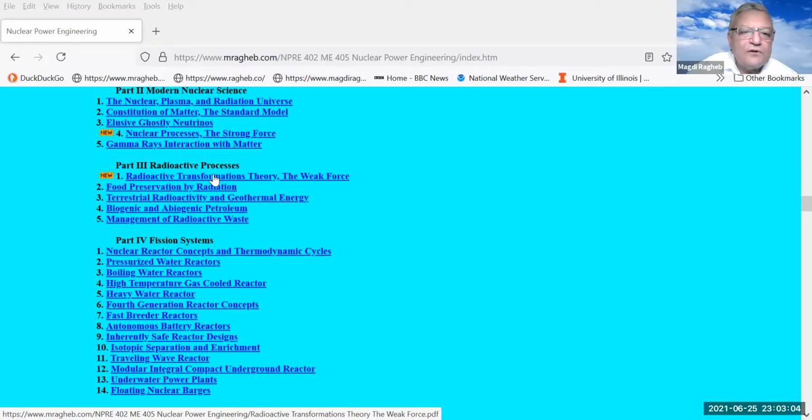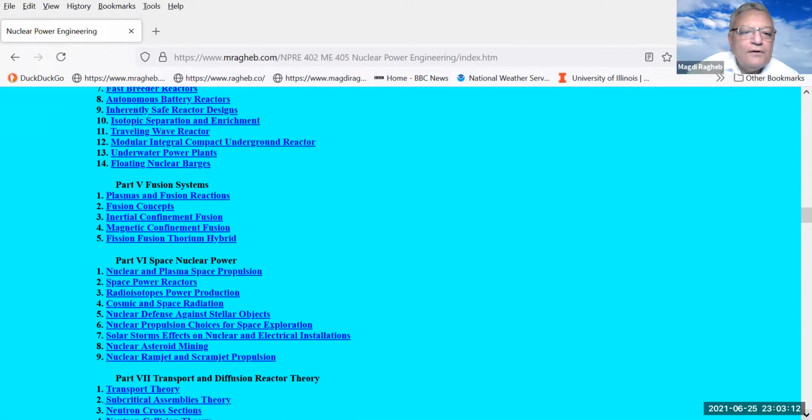So let us start by sharing here. And in that case, we go to the chapter. We'll jump from radioactive processes. We'll come back to them later on. But we go to the space applications of nuclear power. And in that case, we look at radioisotopes power production.